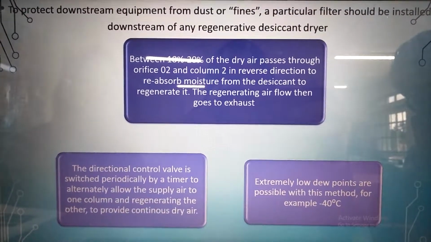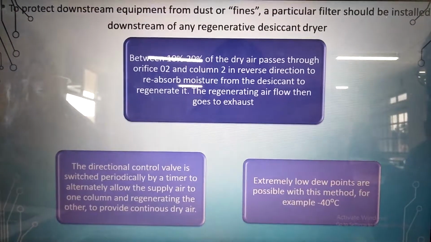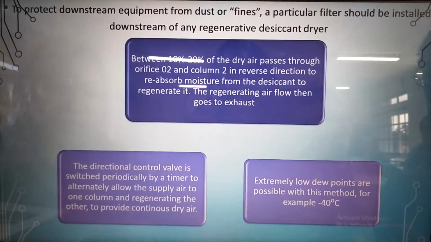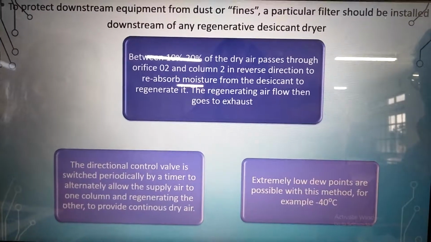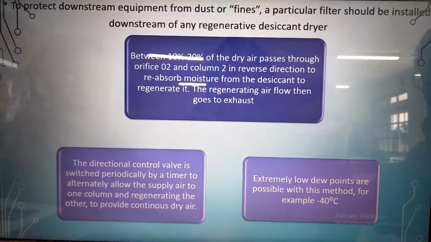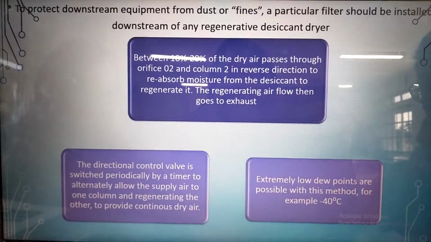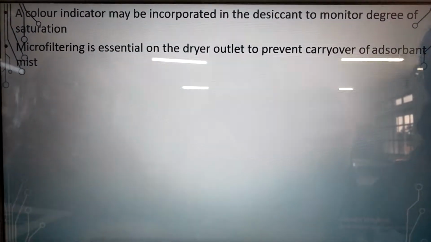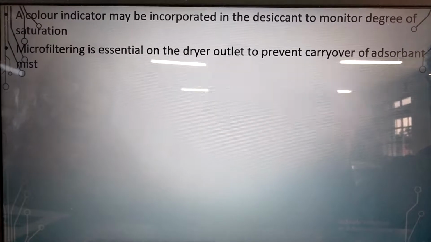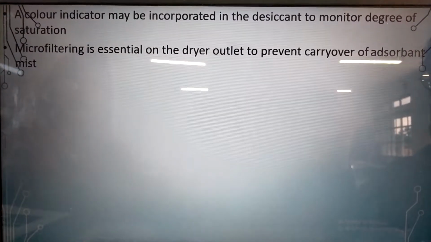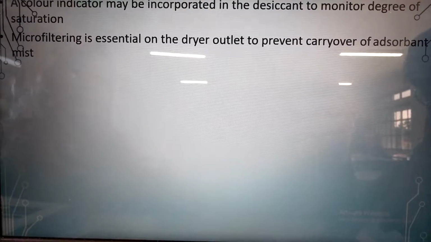The directional control valve is switched periodically by a timer to alternately allow the supply air to one column and regenerate the other to provide continuous dry air. Extremely low dew points are possible with this method, for example negative 40 degrees Celsius. A color indicator may be incorporated in the desiccant to monitor the degree of saturation. Microfiltering is essential on the dryer outlet to prevent carryover of adsorbent mist.